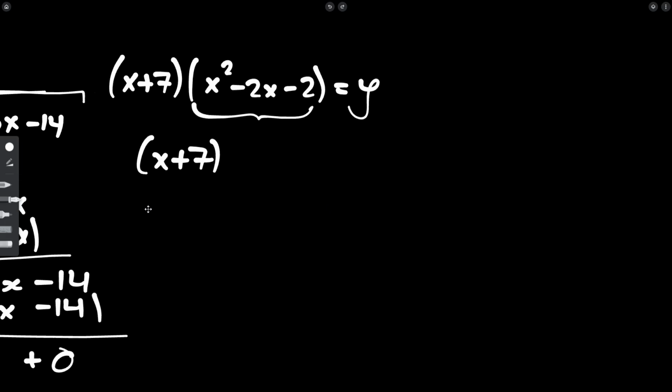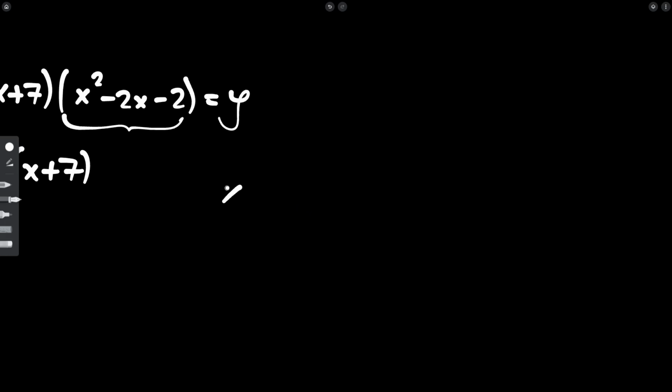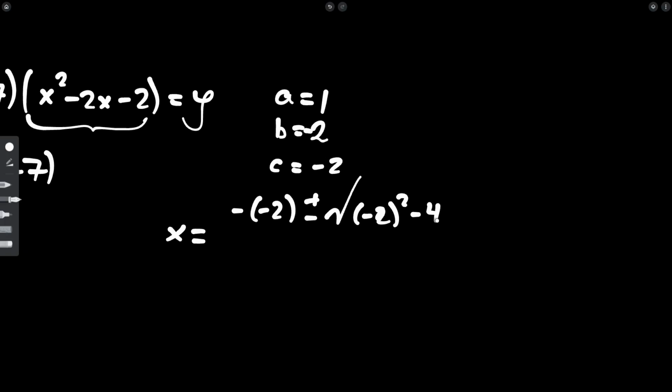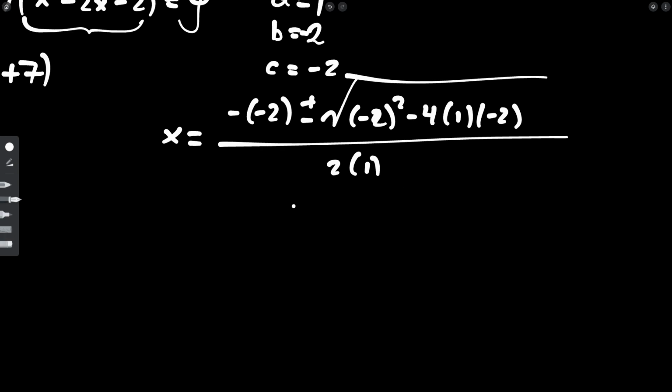So for the quadratic formula, we will use x is equal to... Let me first define our a, b, and c. Our a is 1, our b is -2, and our c is also -2. We know that because this is our a, this is our b, and this is our c. So we have x is equal to, let me move this down a little bit, x is equal to -b plus or minus the square root of b squared minus 4ac, and that's all over 2a.